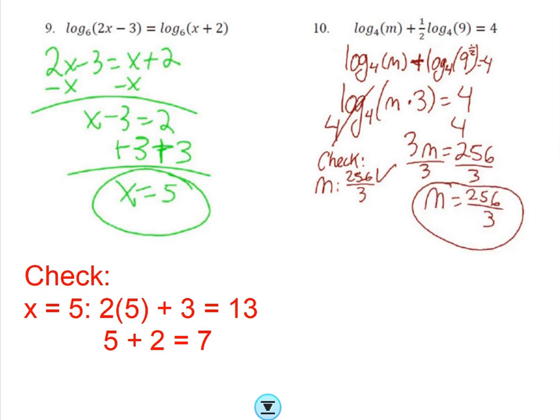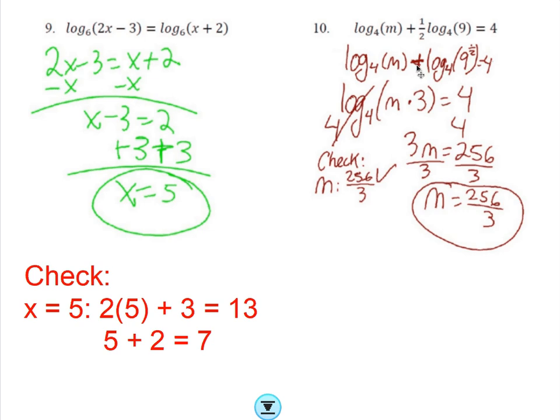Alright, so for number 10, this is logarithmic as well. This time it's log equals constant. The 4 over here being by itself, that's the constant. The 1/2 is not, because that can be condensed to being an exponent of the logarithm, but the 4 here is by itself. So we do need to condense on the left-hand side.